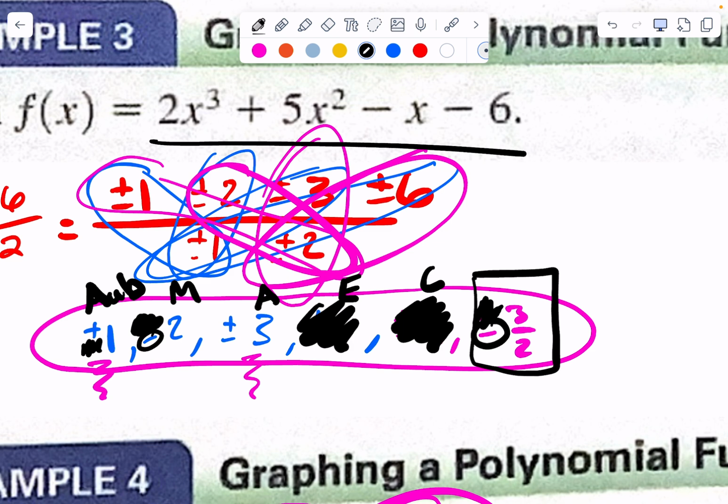Aiden, did you get any of the 3s to work? Aubrey, did you get positive 1 to work? No. So none of yours work? None of the 3s work?